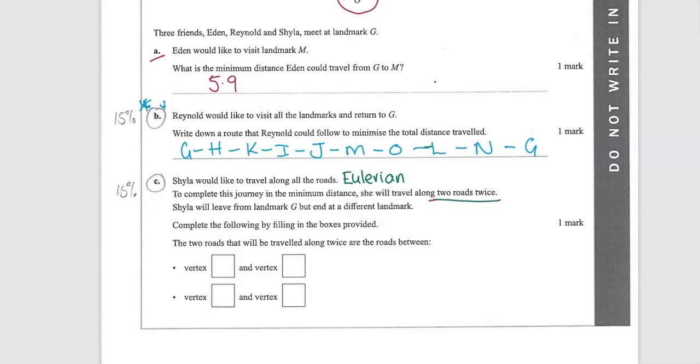All right, so it's not going to be a technical true Eulerian because she's going to double over on a road twice, and they're telling us she needs to do that. So if Shiloh will leave the landmark from G and end at a different one, that means that must be what she really wanted, that must be a trail. Yeah, because you want to start and finish at a different spot.